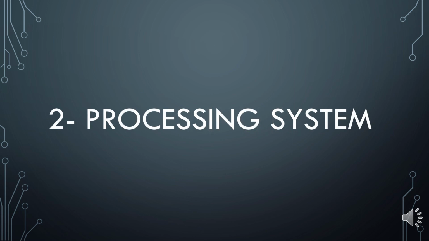Number two, processing system. The processing system reads each input and creates a useful output such as a receipt. This element can help you define input data and what their output should be, based on the kind of TPS your company is using. Processing time can vary.